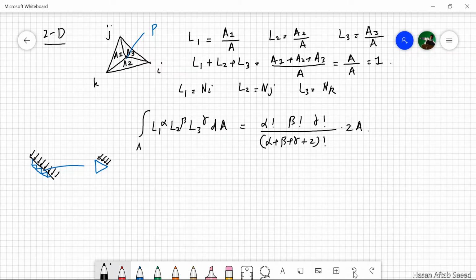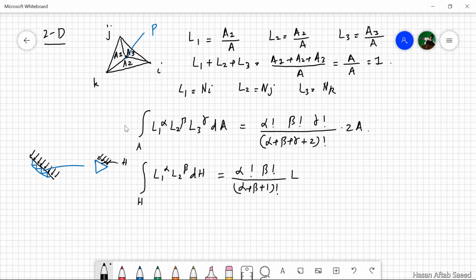So in this case, the integration formula will be very similar to the one for the 1D case, and that is the integral of L1 to the alpha, L2 to the beta, dh over a line of length h. Write it exactly the same as last time, because here only two shape functions are involved, not three. So only two natural coordinates are involved. We're talking about one line here. We have alpha factorial beta factorial over (alpha plus beta plus 1) factorial, then times h.